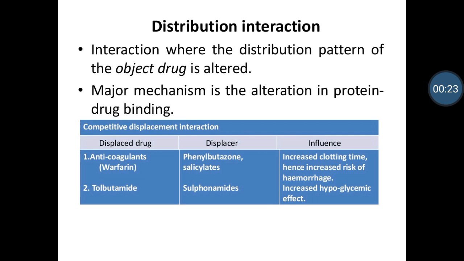Example: competitive displacement interaction. Displacement means what? The first drug will be displaced and another drug will take the place of the first drug, and that other drug is known as the displacer. Anticoagulants like warfarin are displaced by other drugs known as phenylbutazone and salicylates. They are anti-inflammatory drugs.